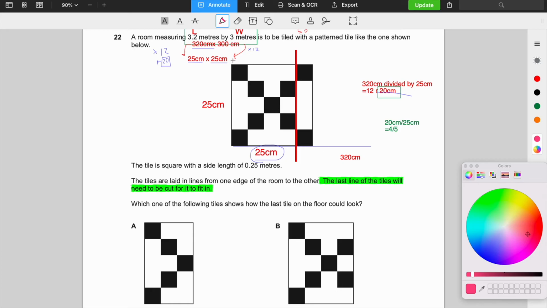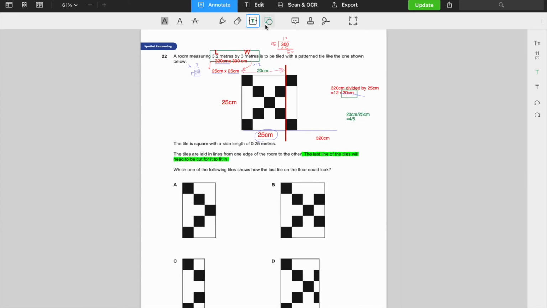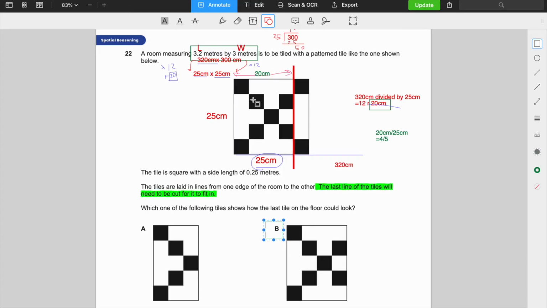Let's use a different color. If you go from here to here, that's the 20 centimeters that is remaining. That's the 20 centimeters that we need to chop off so that we can fit the last 20 centimeters of that bit. So the answer is going to be option B, because we're taking essentially 4/5 of that tile. Comment down below if that makes sense.